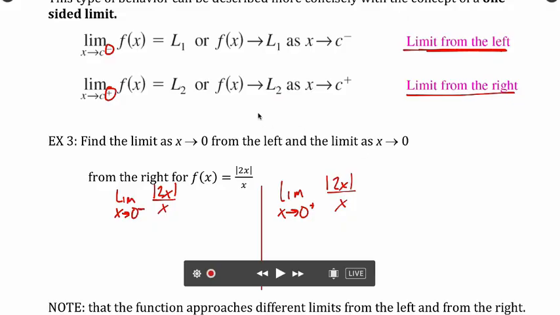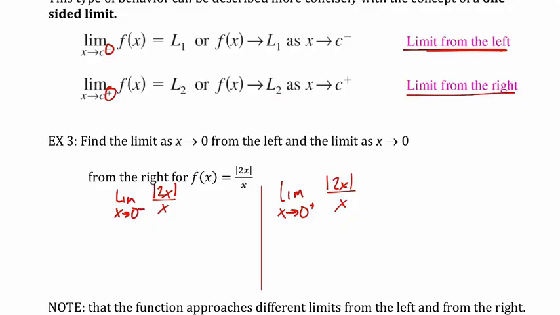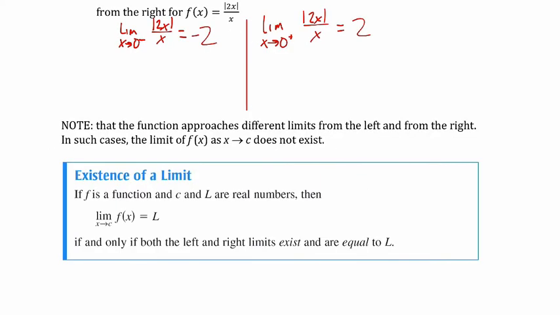So let me see if I can switch back to this a second. There we go. So we're going to say the limit as x approaches 0 from the negative side of the absolute value of 2x over x equals negative 2, and the limit as x approaches 0 from the positive side, from the right side, of the absolute value of 2x over x equals positive 2. So what we're encountering here is two different outputs. This function approaches different limits from the left and from the right side.